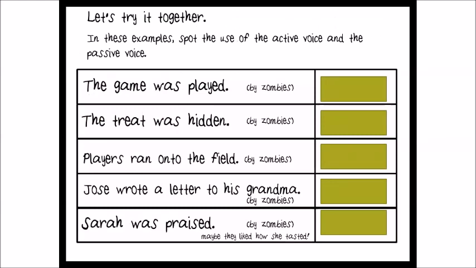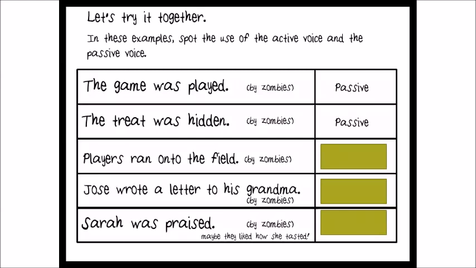In these examples, I want you to try and help me decide whether it is an active voice or the passive voice. At the end of each sentence, I've put by zombies just to help us remember that tip. So, the game was played by zombies. Does that make sense? Yes, it does. The game was played by zombies, which means it has to be passive. The treat was hidden by zombies. Does that make sense? Again, yes, it does. So it has to be a passive sentence.